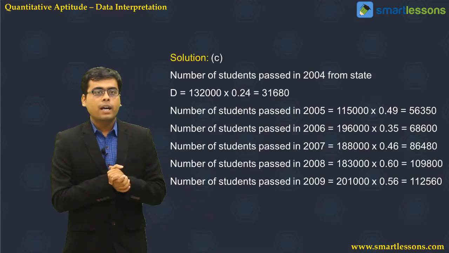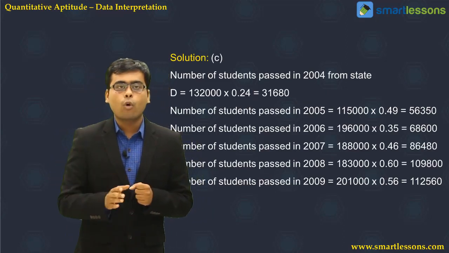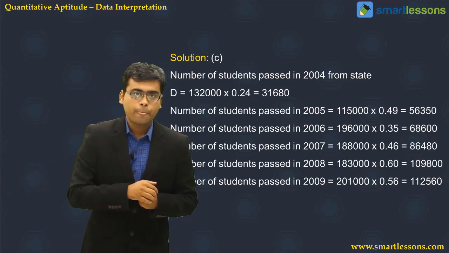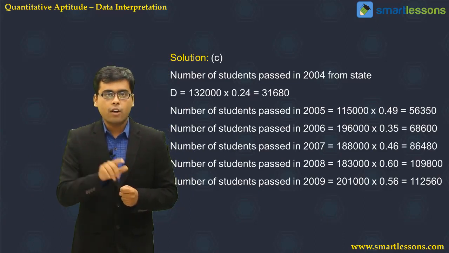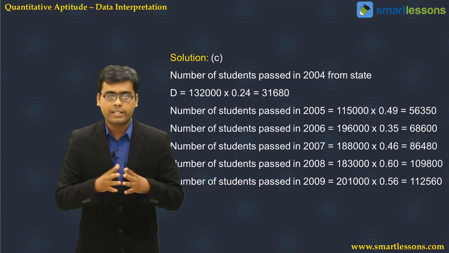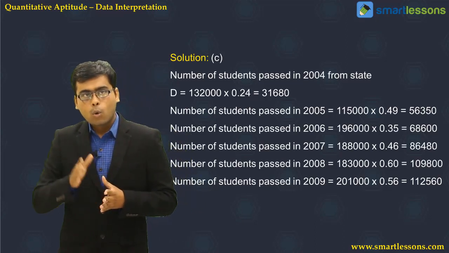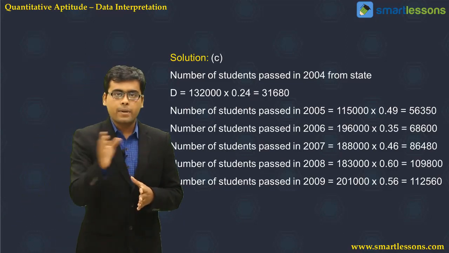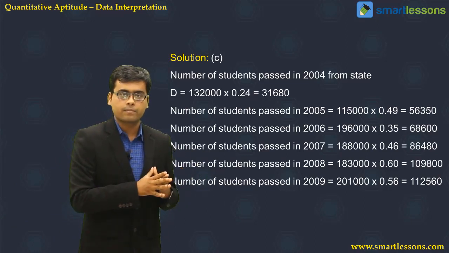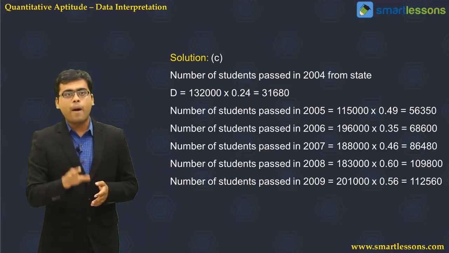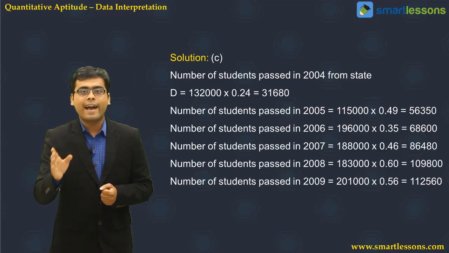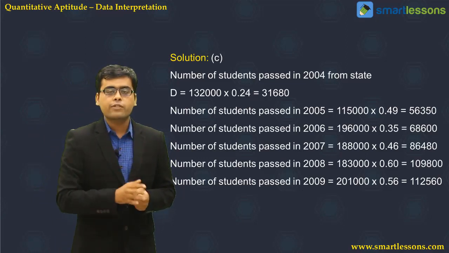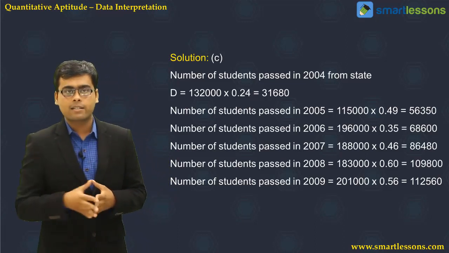So you can see the solution here, that the number of students qualified in 2004 from state D is 24% of the total number of students appearing that exam, which is 1.32 lakh. So 24% of 1.32 lakh, that is 31,680. Next, the number of students qualifying in 2005 is 49% of 1.15 lakh. Now 49% of 1.15 lakh is 56,350. This calculation you have to do. And the number of students passed in 2006 is 35% of 1.96 lakhs, that is 68,600. Number of students passed in 2007 is 46% of 1.88 lakh, and that is 86,480.